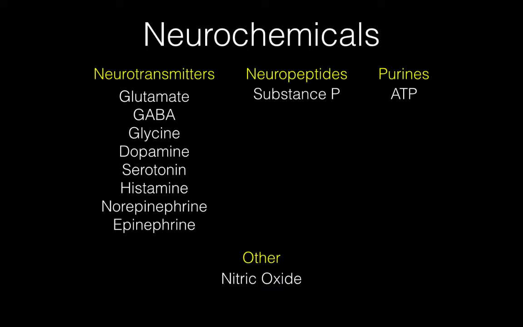The major neuropeptide that you should focus on is substance P, which is highlighted in Chapter 6 in Purves et al. The major purine that is discussed is ATP. That's right, the main molecule you associate with being produced in mitochondria is actually considered a key neurochemical. And then there is the other category that your book talks about briefly, and the one that you really want to focus on is nitric oxide.